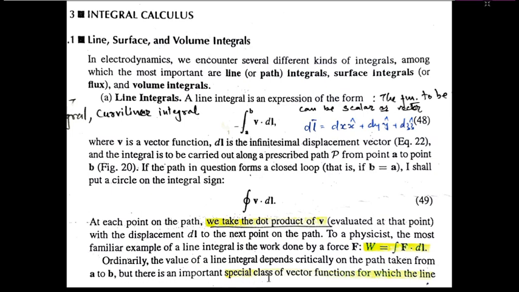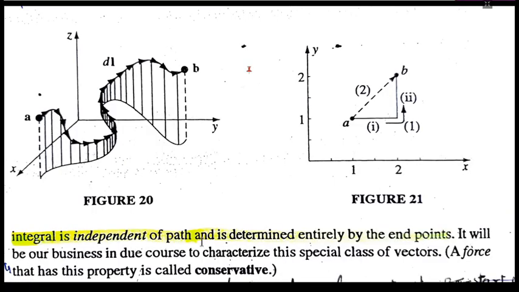But there is an important special class of vector functions for which the line integral is independent of the path and is determined entirely by the endpoints. That means, suppose you are working along a path from A to B, it will only depend on the beginning point and the end point. It does not depend on the path by which you complete the work done from point A to point B.